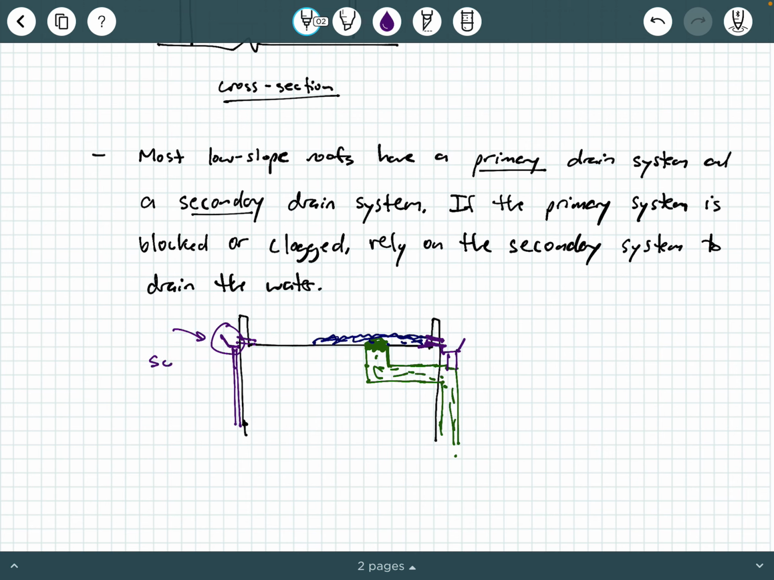Okay, scuppers, and there's different types of scuppers, and again, scuppers are typically used as secondary drainage systems. All right, so that's basically how it works and why it works.